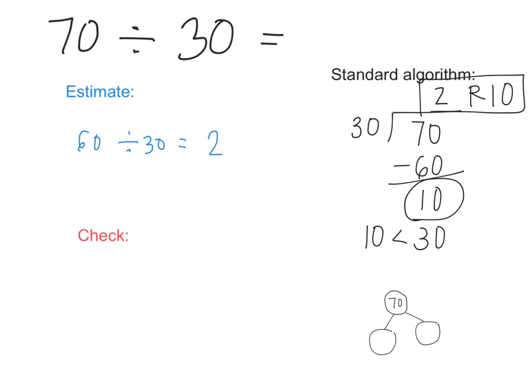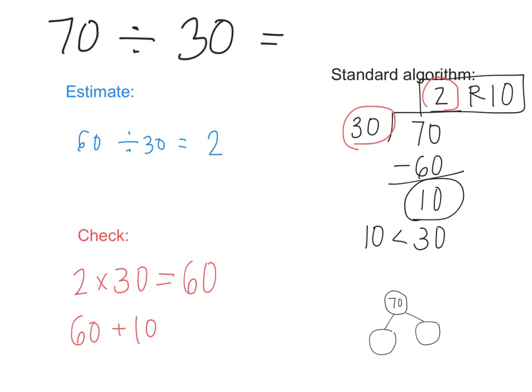Now, let's see how we can use multiplication to check our work. I can take my quotient. What is my quotient? 2. And I can multiply by my divisor, which is 30. So 2 times 30 is 60. And I should end up with my whole. Is 60 my whole? No. But you have to add 10. So I have to do 60 plus my remainder, which was 10, to get 70. Now is 70 my whole?